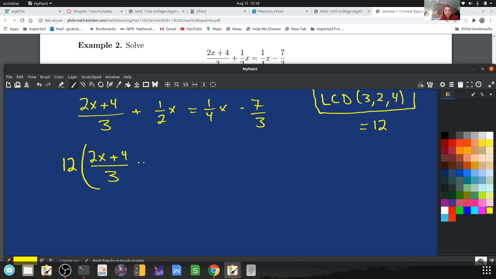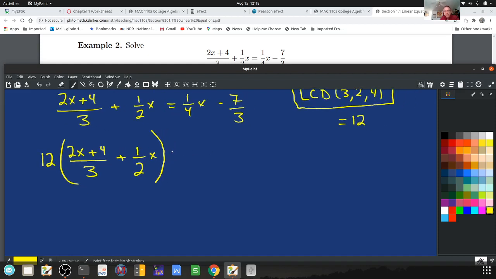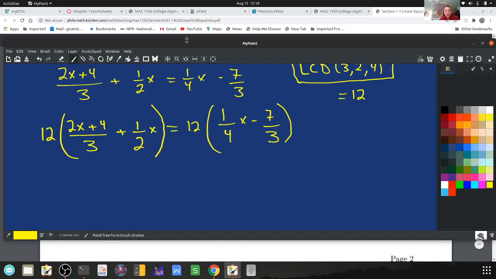And this is going to be one that you're going to want to practice. You're going to see problems like this all the time. So notice I'm multiplying the entire left-hand side by 12. So I group the left-hand side with parentheses. Now I'm going to do the same thing. I'm going to multiply the entire right-hand side by 12 also. And now I'm going to go ahead and use the distribution property.